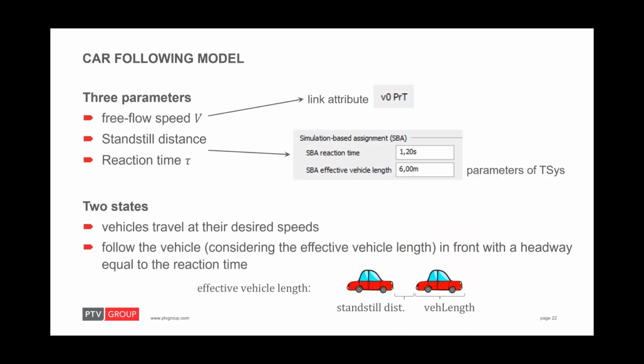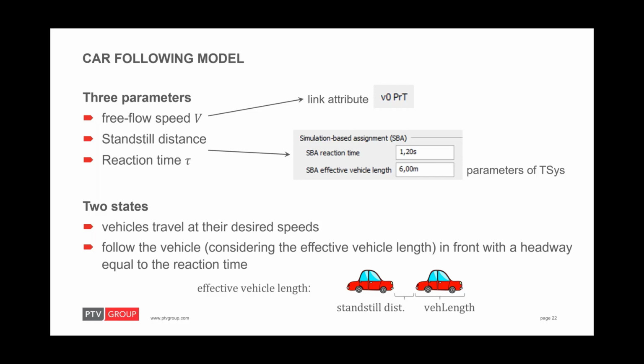Let's look at the car following model that's used, the simplified car following model. It has 3 parameters: the free flow speed, which could be the posted speed on your link, then the standstill distance, and then the effective reaction time in the car following model. So this basically results in evaluation of 2 states during the simulation.